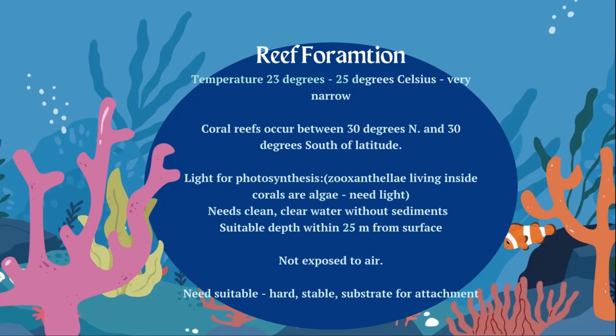That means if things are suspended, like sand suspended in the water, it's not going to allow sunlight to penetrate to the zooxanthellae, which means they won't be able to grasp that sunlight and use it to convert it to glucose and oxygen. They also need to be at a suitable depth, within 25 meters from the surface, because if they're too deep, again, the light intensity is going to decrease. Remember, in 5.1, we said at about 100 to 200 meters, that's when we start to see sunlight intensity decrease even more, where it becomes dark.